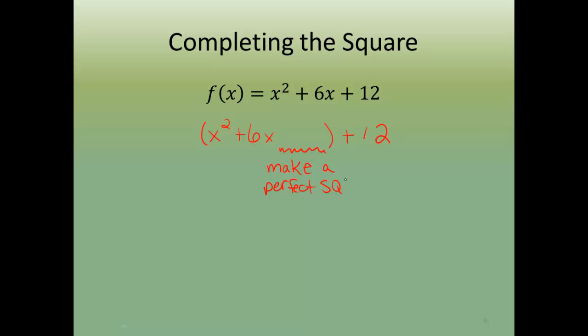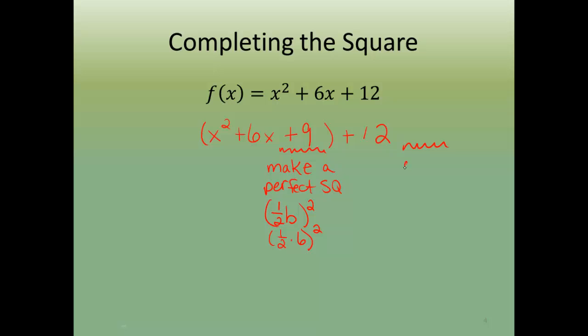Now again, depending on how good you are at this, you may know what number to put in, you may not. A good formula to use is that the number in there will be half of the b term squared. So in this case, it would be half of the 6 squared. Half of 6 is 3, 3 squared is 9. So I add 9 inside the parentheses.